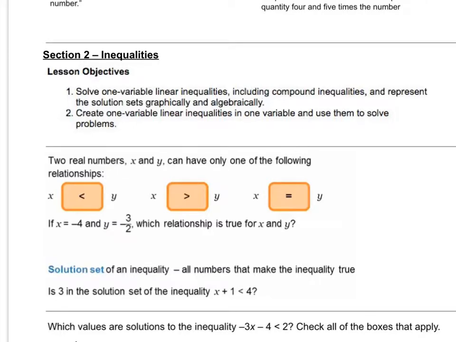Okay, this is Algebra 2, Section 2, Inequalities. This is the first unit. Let's quickly talk about our objectives, what we need to make sure that we know by the end of the video. We're being asked to solve one variable linear inequalities, including compound inequalities, and represent the solution sets graphically and algebraically. We also want to create one variable linear inequalities and use them to solve problems. So one where we're solving them, and one where we are creating them from word problems.